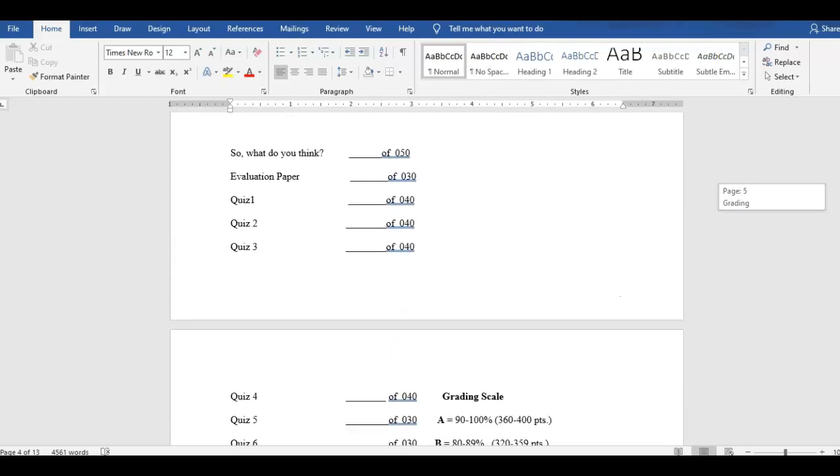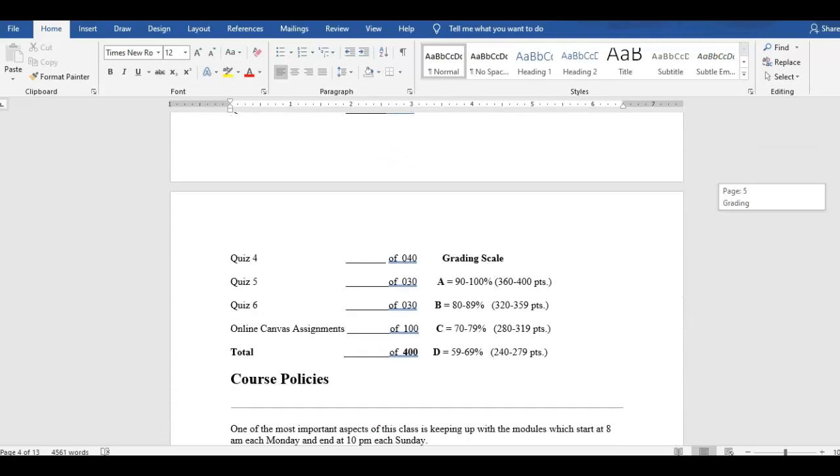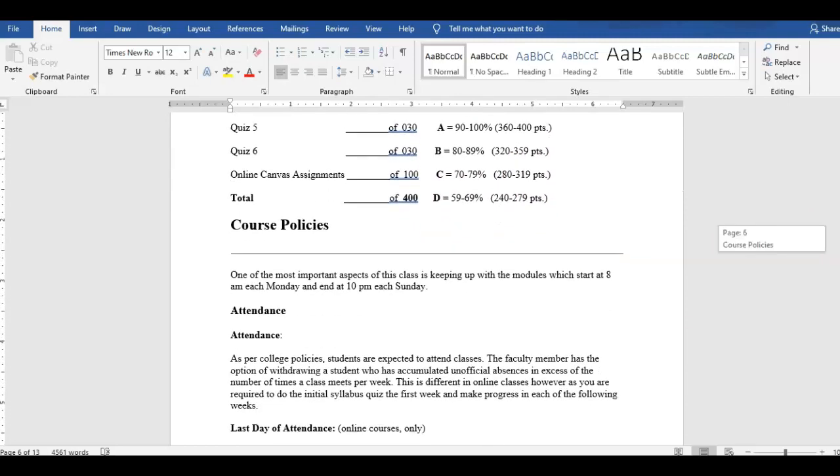Grading. There is everything that your grade will consist of. 400 points if you're doing the math and add it all up. A typical 90, 80, 70, 60 grading scale, A, B, C, D.